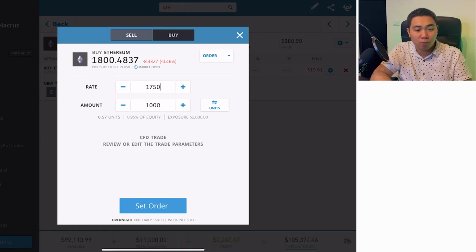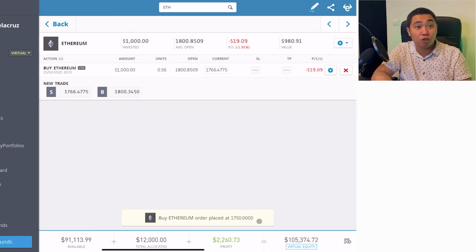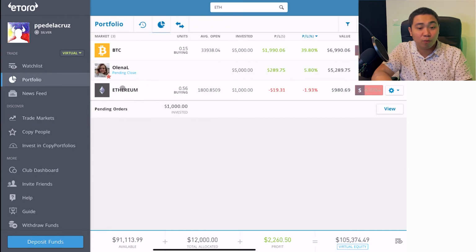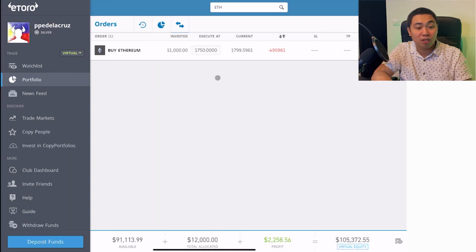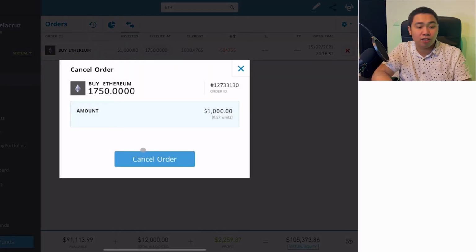What this does is create an order. So you click on set order, and it will create an order to place at that price. If you go to your portfolio, Ethereum would still be at 1,000 invested, but you would now see pending orders in your eToro account. If you click on view, this will be exactly what we said: execute at 1750 and invest 1,000. This will be open until the condition is met or until you close this order position. If you want to close it, you can just select the X and cancel the order, and that should be done.